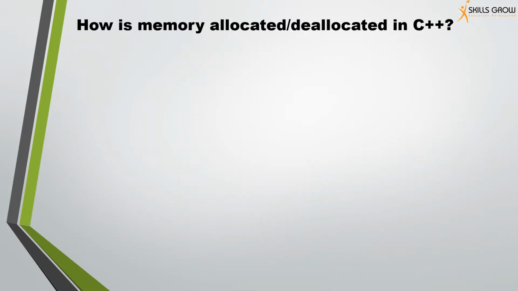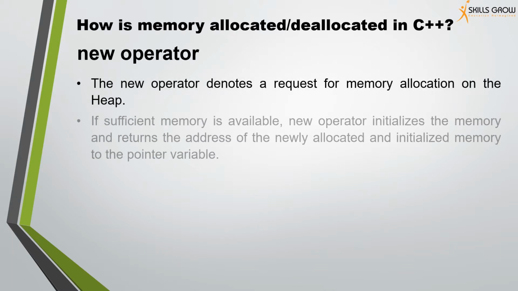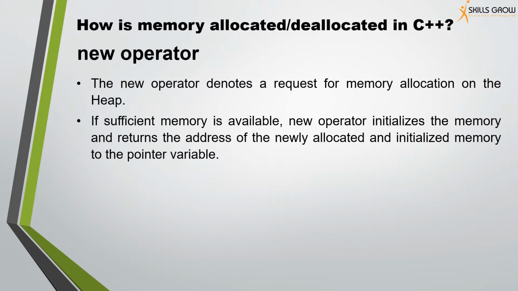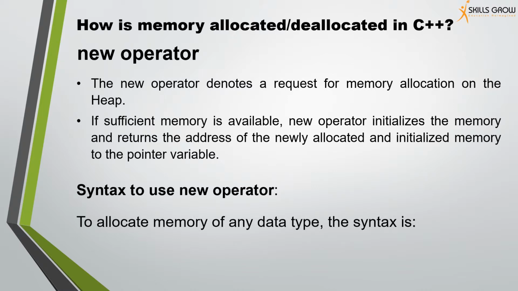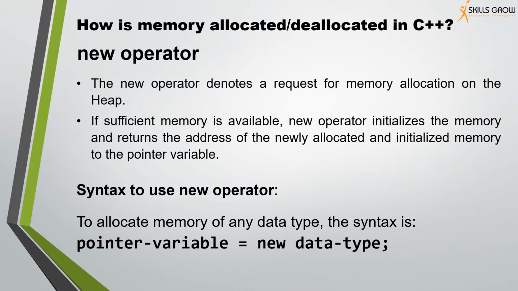But how is memory allocated or deallocated in C++? The new operator. The new operator requests memory allocation on the heap. If sufficient memory is available, the new operator initializes the memory and returns the address of the newly allocated and initialized memory to the pointer variable. Syntax for new operator: to allocate memory of any data type, the syntax is: here, pointer variable is the pointer of type data type. Data type could be any built-in data type including array or user-defined data type.